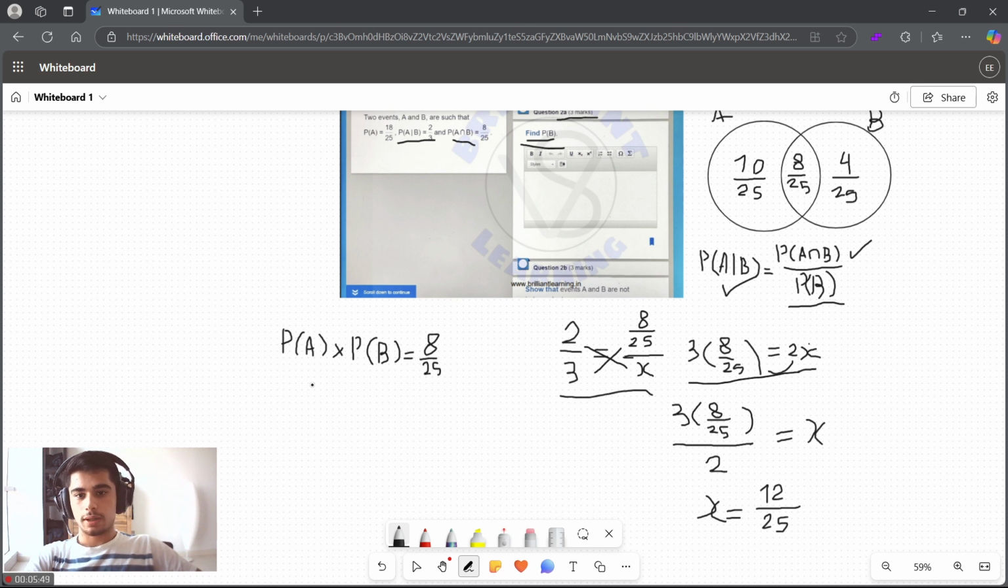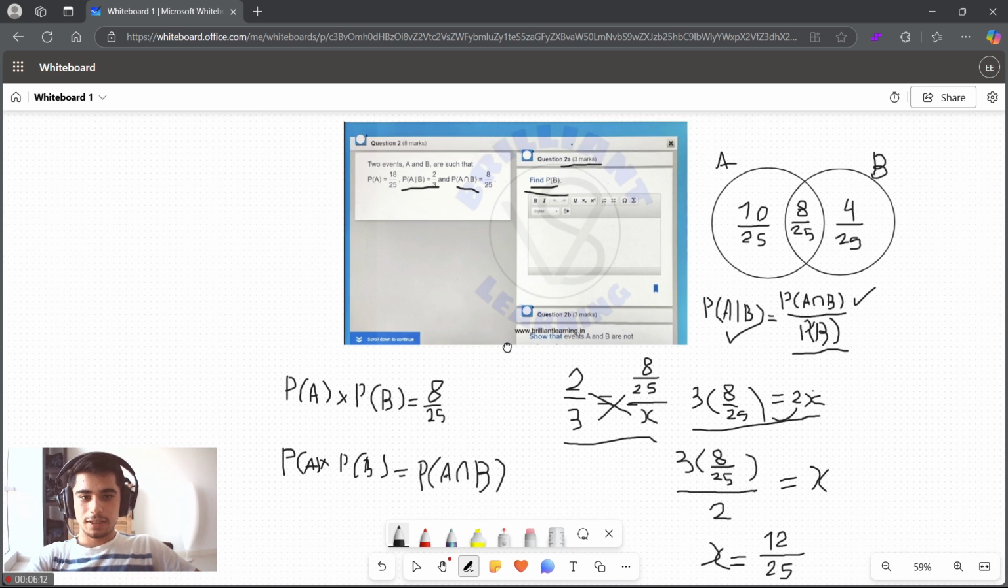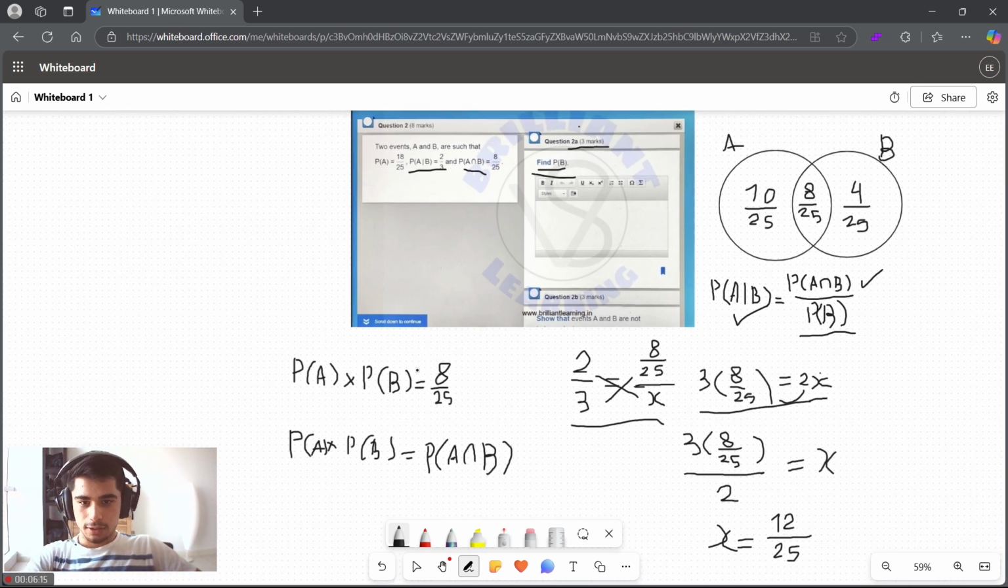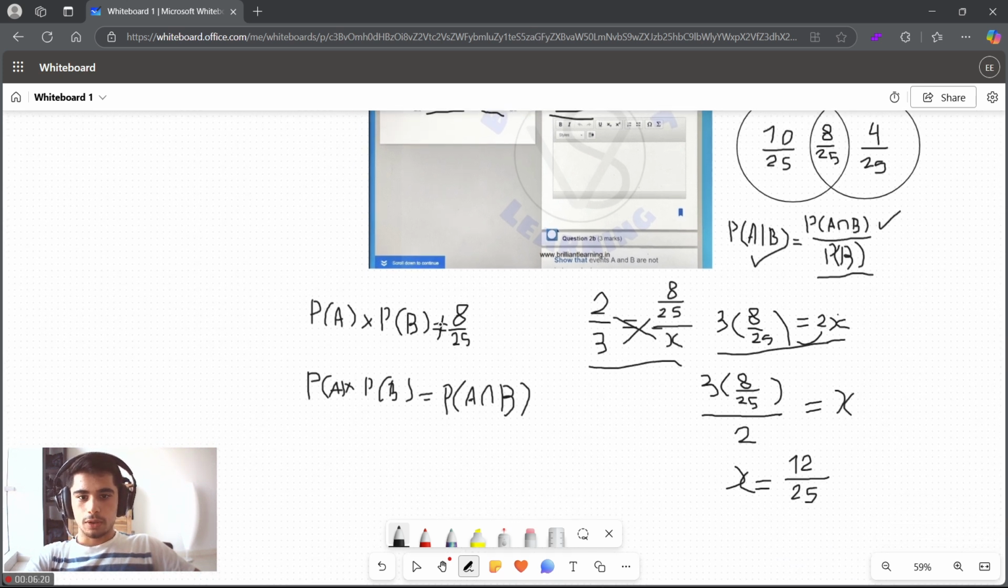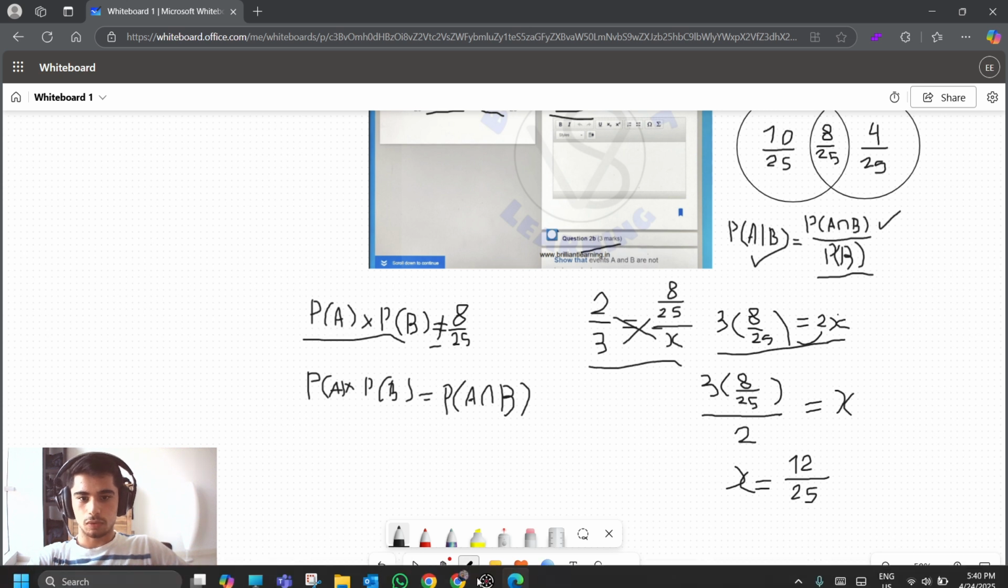You know why? Because P(B) over P(A) times P(B) should equal P(A given B). So the question is asking us to show that they're not independent. So this has to be like the other version of equals, which is the opposite. So if you can show that this doesn't equal this, you'll get this easy 3 marks for that question.